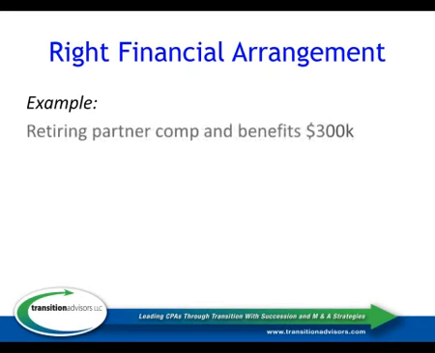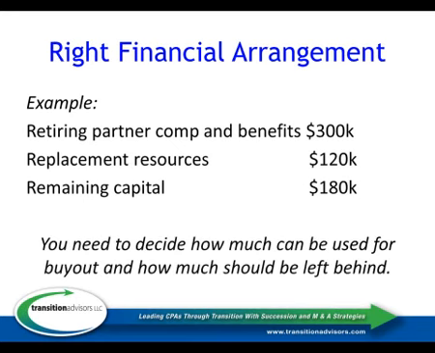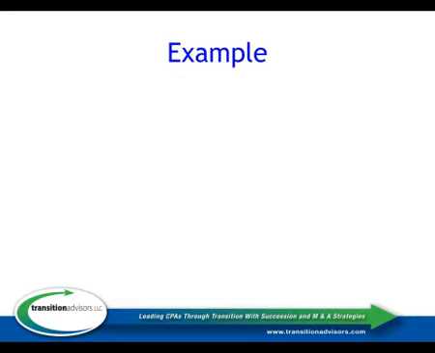So let's take an example. Partner's making $300,000 of comp and benefits. We decide that their replacement resources are $120,000. Now, the way I usually reach that conclusion is by looking at their billable hours. So if they're generating 1,200 billable hours at $250 an hour, that's $300,000. Usually we can hire somebody off the street for about 40% of that. So in this example, we have $180,000 left over for the upside and for the payment terms.